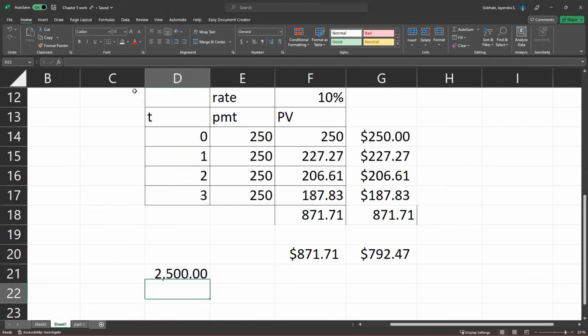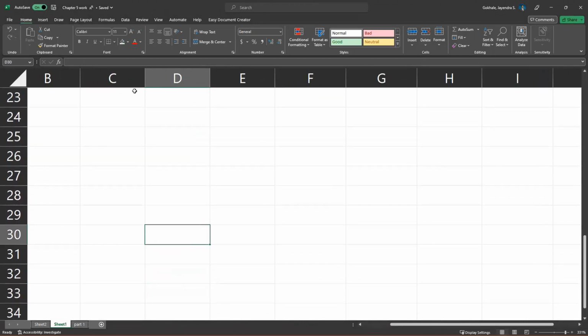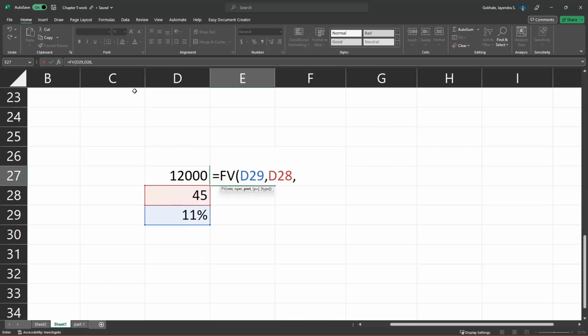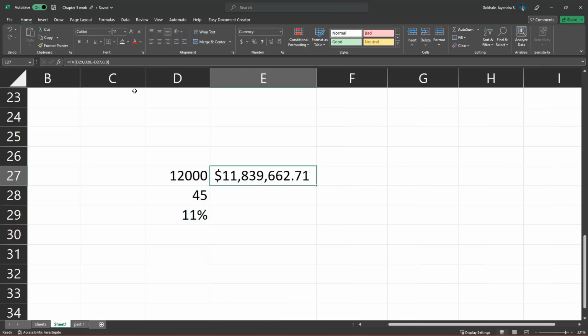So let's go back to this sheet and just write down the numbers. So it's $12,000, 45 years, rate is 11% per year. And all we do is equals future value at the rate of this 11%. Number of periods is 45 periods. The constant payment we make is $12,000, that Grace makes. The value today, nothing. She will start after the end of first year, and the type is 0. And so it's all pound signs because it's a large number.